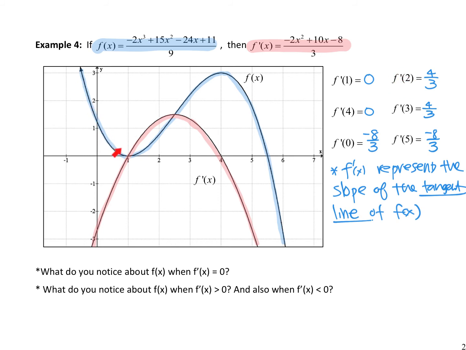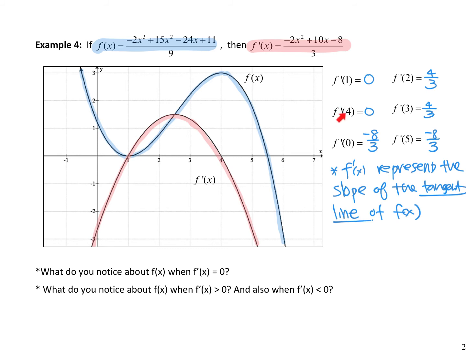The next one, f prime of 2. So again, this is my f of 2 right here. If I were to draw a tangent line, it's going to go like this. I don't know exactly what number, but again, the derivative represents the slope of the tangent line. I don't know what the slope is exactly, but I know it's going to be positive because any line that goes diagonally like this will have a positive slope. I didn't know it was going to be 4 over 3, but by just looking at the graph, I knew it was going to be positive.